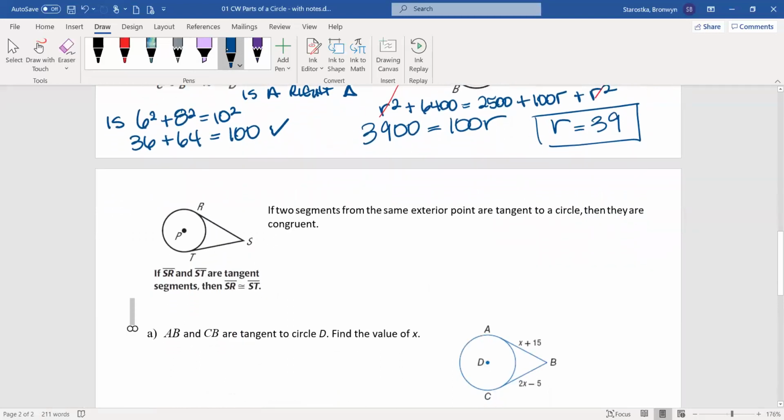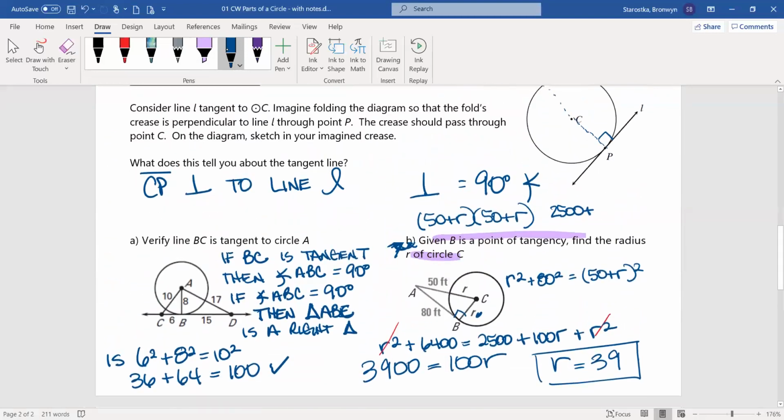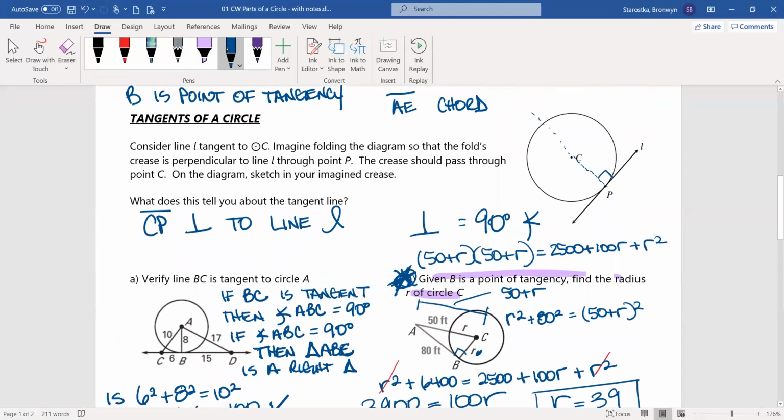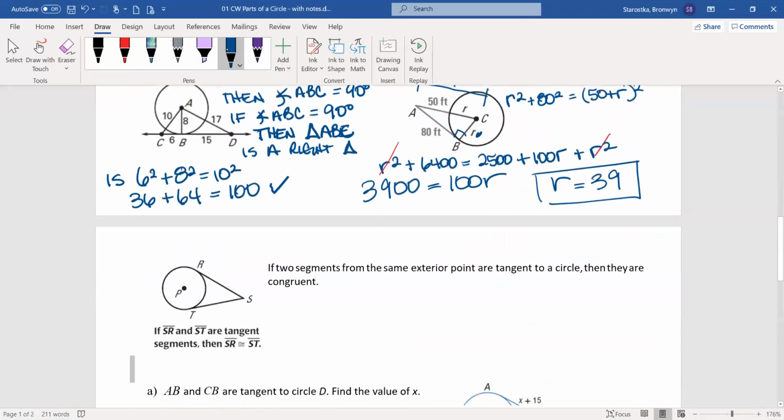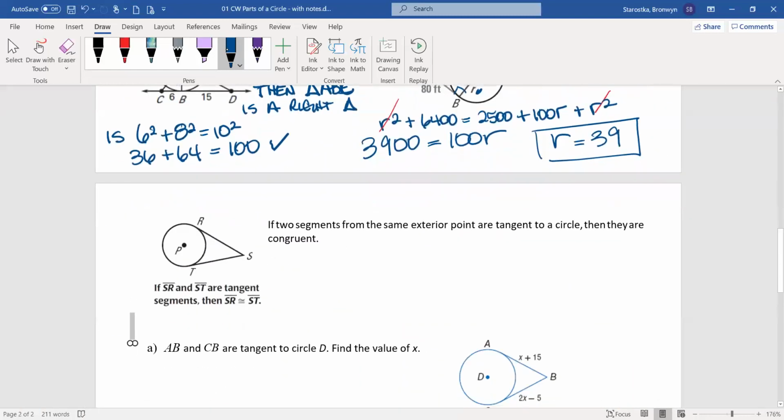Next problem, another property of tangents. So first thing to note, tangent forms perpendicular. If it's tangent, it's perpendicular. If it's not tangent, it's not perpendicular. So that's one of the properties. And here's another one. If two segments from the same exterior point are tangent to a circle, then they are congruent. So here's another definition.